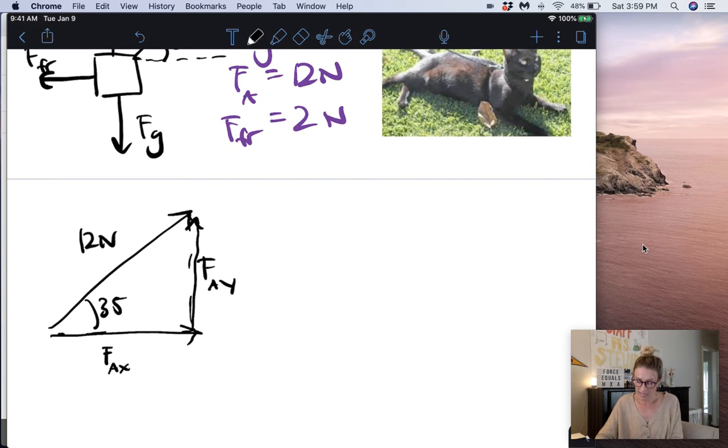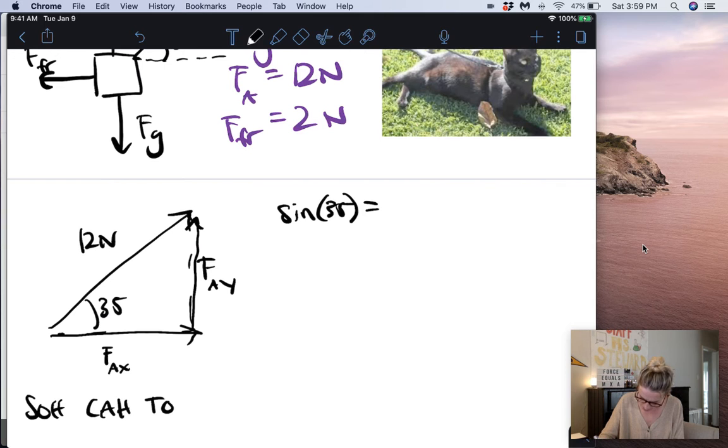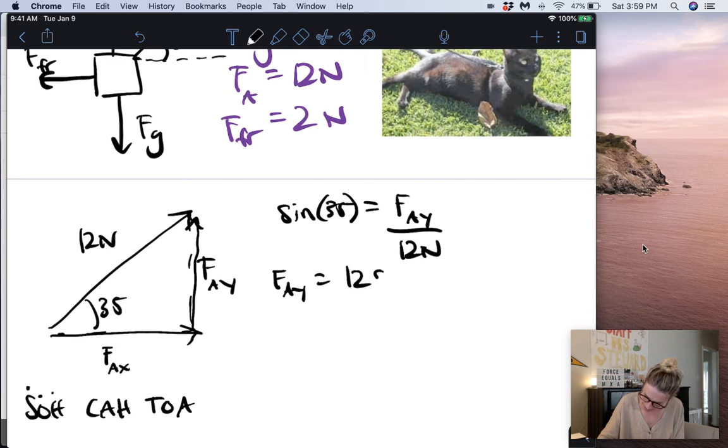So if I use the sine of my angle, we get sine of the angle, which is 35 degrees, is equal to opposite over hypotenuse. If you don't remember that, remember SOH CAH TOA, which means sine is opposite over hypotenuse. So opposite is that force applied in the y direction, and hypotenuse is that 12 newtons. So we get here that force applied in the y direction is equal to 12 newtons times the sine of 35 degrees, which ends up being 12 times sine of 35, 6.88 newtons.